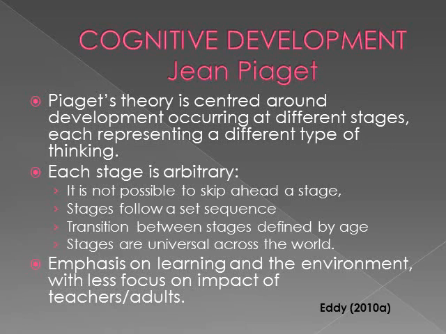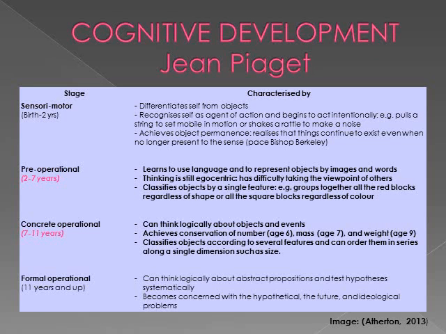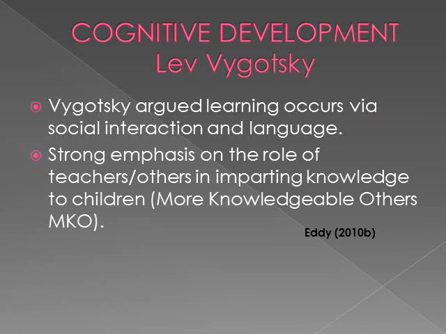Piaget's emphasis was on learning and the environment, with less focus on the impact of teachers or adults. In primary education, pre-operational and concrete operational are the main important phases.